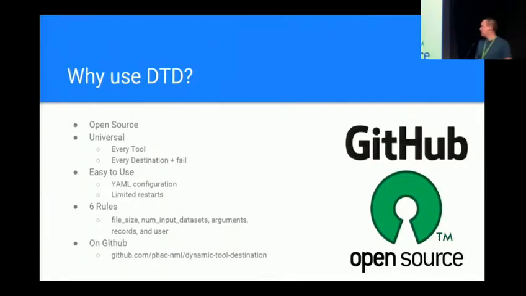You have 6 different types of rules. File size, so the size of the input datasets; number of input datasets; arguments, so what arguments are present, which could be useful for assembly and error correction; records, so we use the Galaxy metadata for FASTA files, for example; and a user, so if a user runs this tool, you could make it fail if you don't want them to run it. And it's on GitHub, open source under the Apache 2 license.